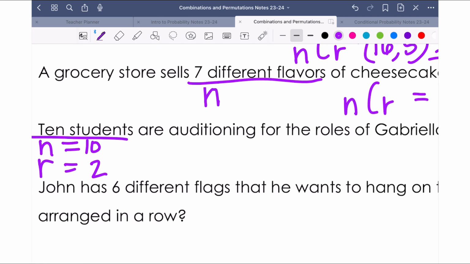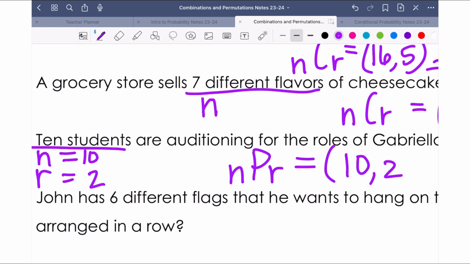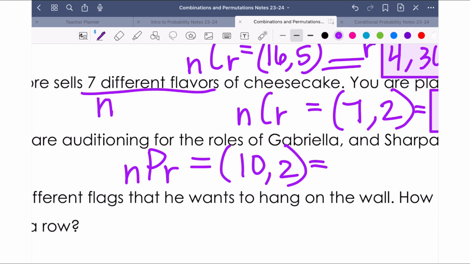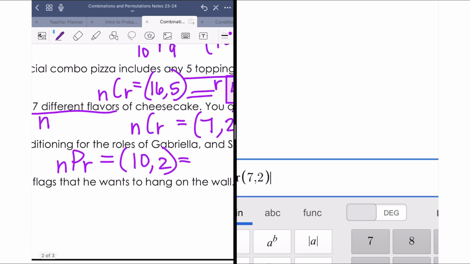So does the order matter? This is a tricky one. Yes, the order matters because there's 2 different characters. And so this is a permutation, actually, not a combination. Because one girl can be casted for Gabriella, but she could also be casted for Sharpay. So the order matters. Okay. All right. And then so that's going to be 10 and 2. Okay. All right. Let's see what we get.